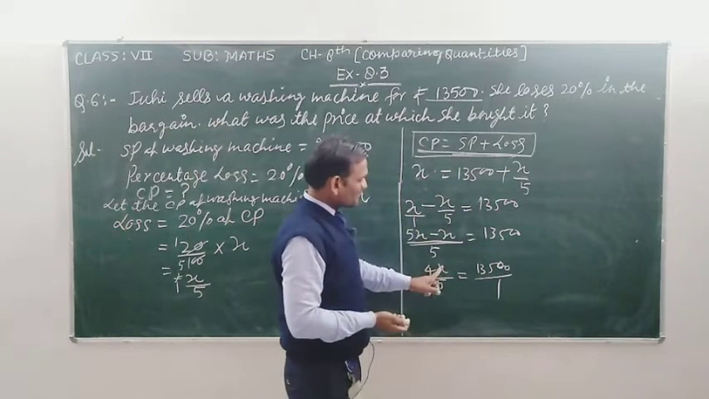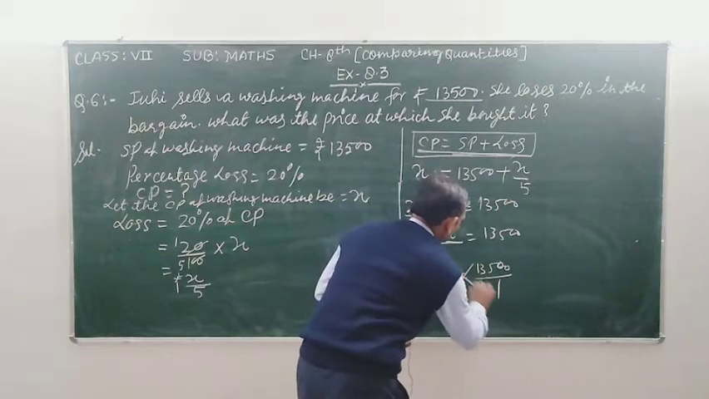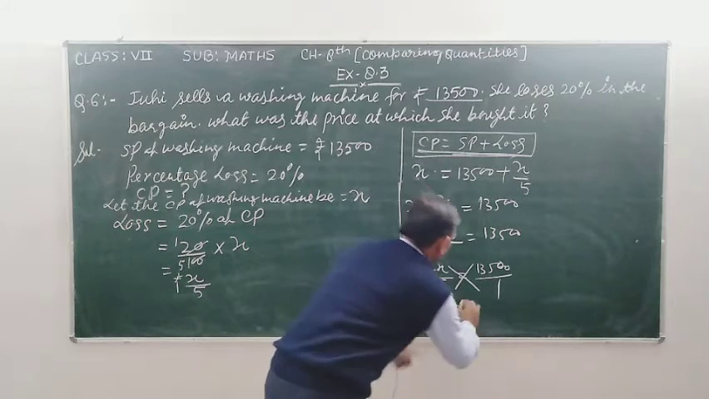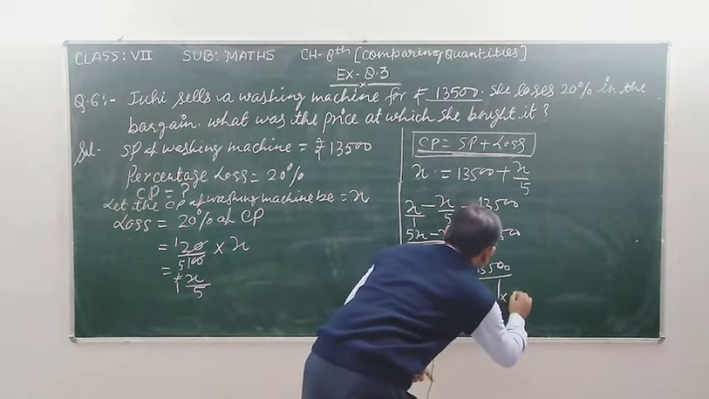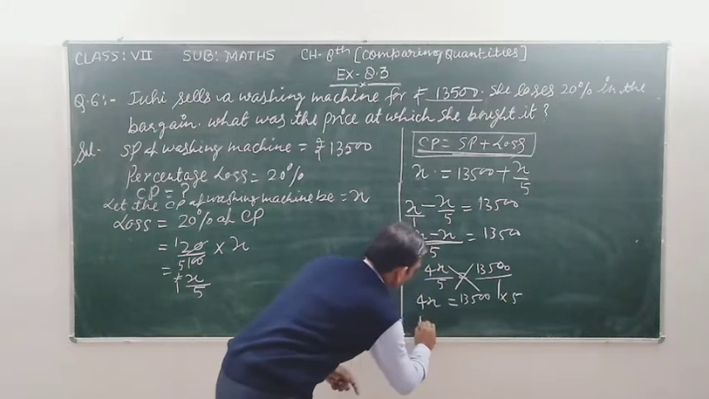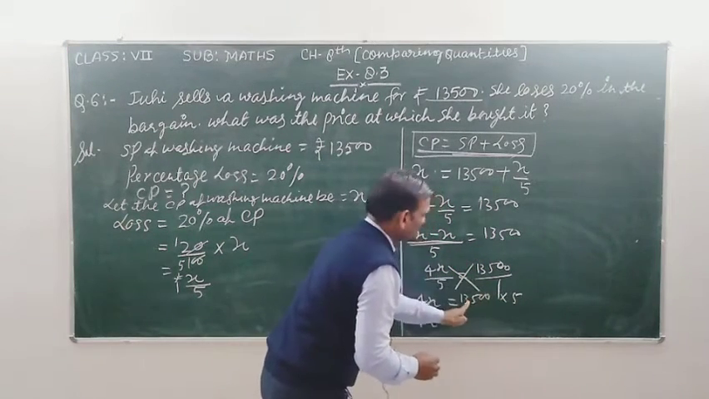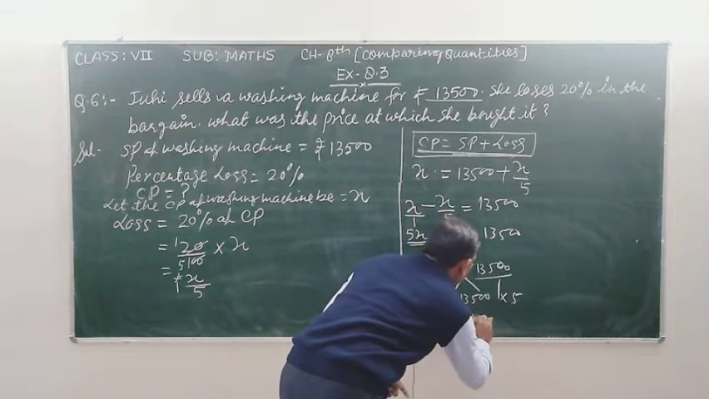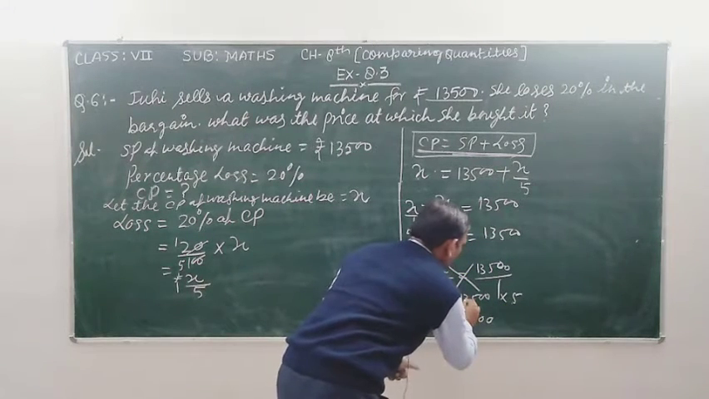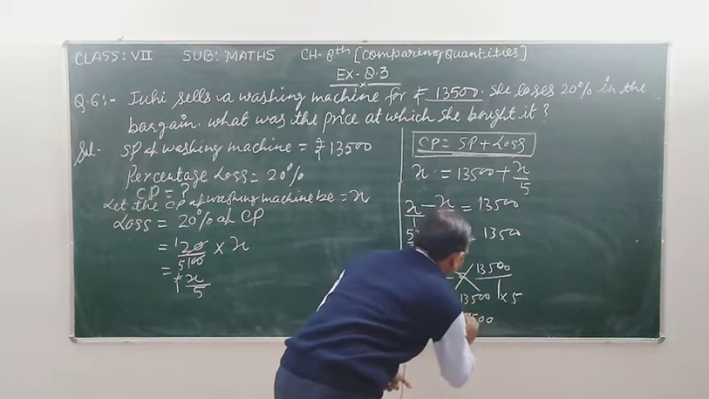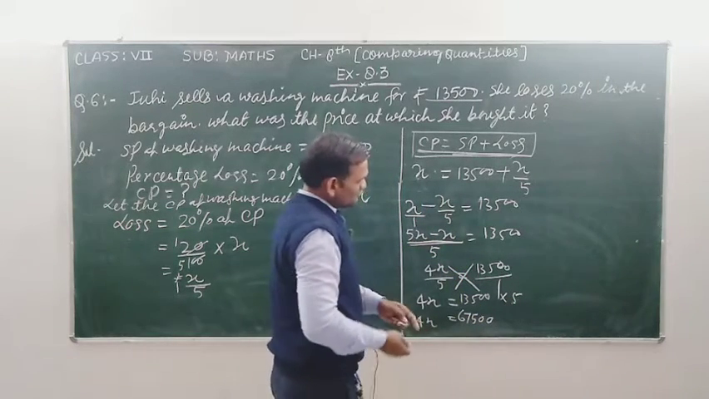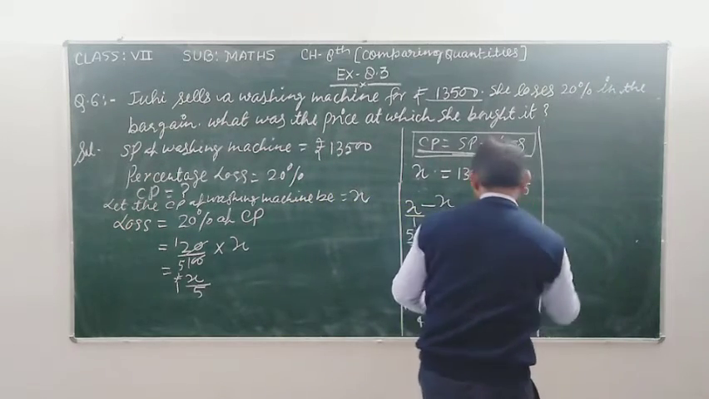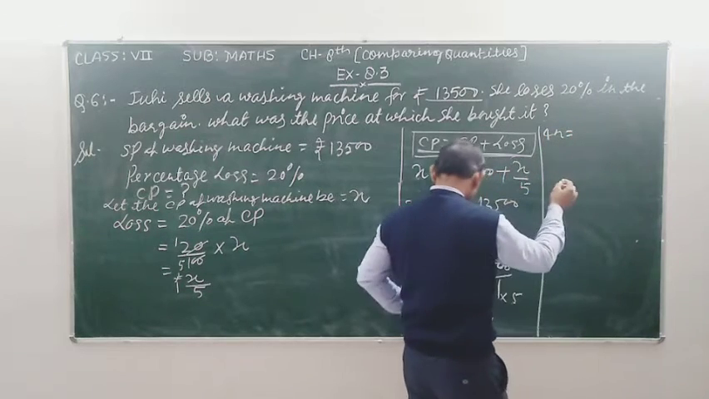So now for finding the value of x, we have to do cross multiplication. 4 into x, 4x into 1, that is 4x, student, is equal to 13,500 into 5. So 4x is equal to, now multiply 5 into 0, 0, 5 into 0, 0, 5 fives are 25, 2 is carry, 5 threes are 15, and 2 is 17, 5 ones are 5, and 1 is carry, that is 6. So you can say 4x is equal to 67,500.